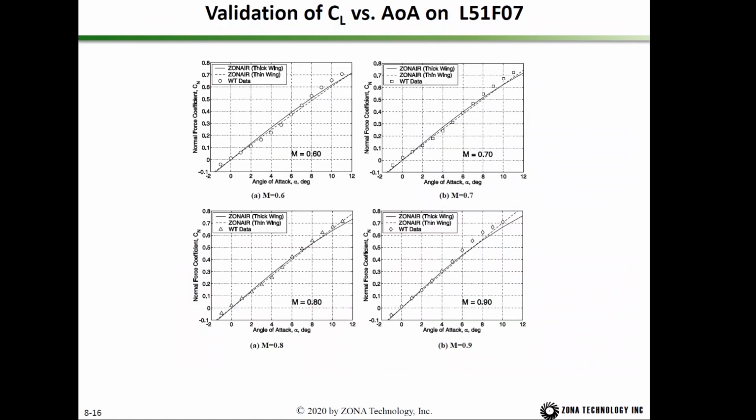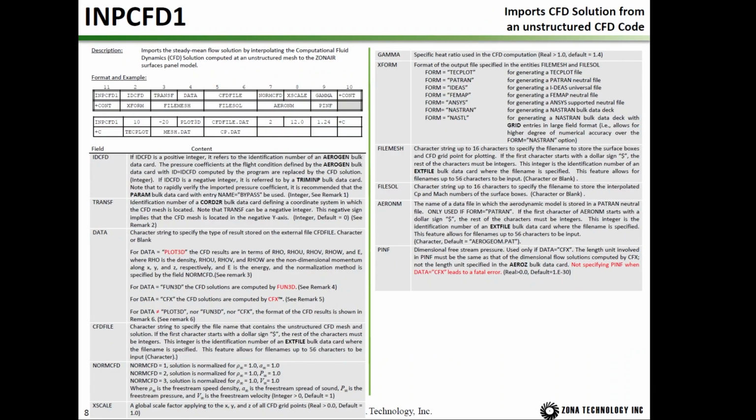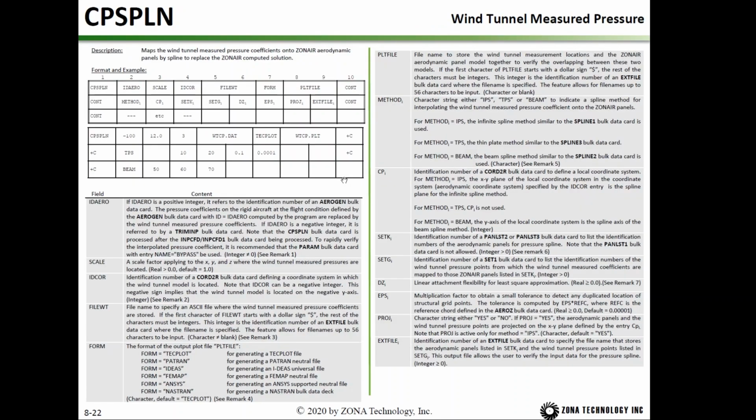And the next time, if we want the same flight condition, then you can retrieve this CP using the IMP DMI card. Again, the ID arrow matches the ID of Aerogen, and the ID arrow can also be a negative integer, and then it is referred to by the trim IMP card. We're going to talk about this card in the trim module.